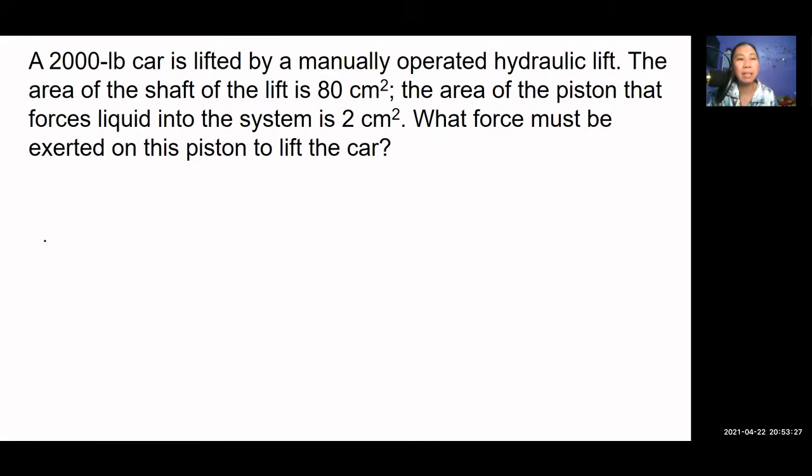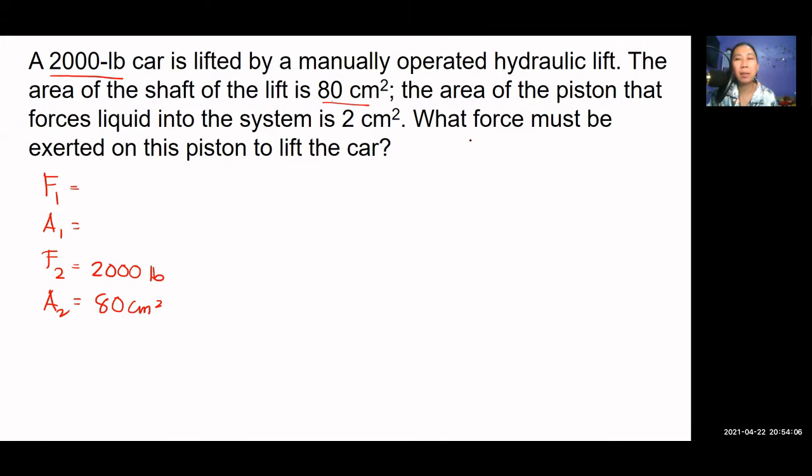Okay, so identify muna natin yung mga given natin na F1, A1, F2, and A2. So kung i-assume natin na yung input natin is yung A1, and then yung ating output is yung A2, so identify natin yung mga forces dito. So, yung ating 2,000-pound car, ito yung gagawin natin ng F2. Ito kasi yung pinaka-output. And then, meron tayong area ng shaft na kung saan nakalagay yung sasakyan, this one is 80 square centimeters. So, ito yung pang-output natin.